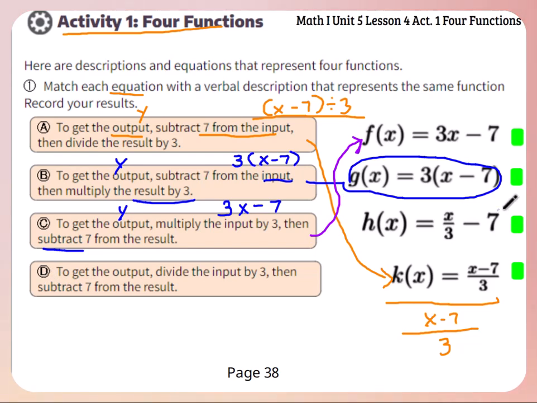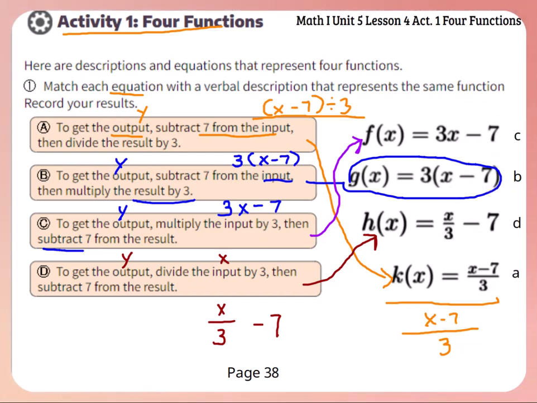And then finally D. All right, to get the output, again, that's why I'm going to label it until we get in the habit of just recognizing what input and output are. We're going to divide the input, which is x, by 3. Remember I told you that we can use the fraction bar for division? So I'll write it this way. Divide the input by 3, then subtract 7 from the result. See the answer here. So take those words slowly, write them out mathematically, and you should find a match.